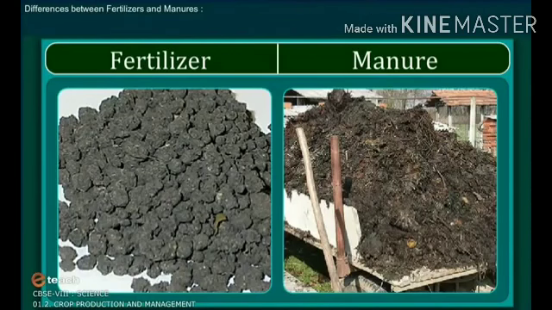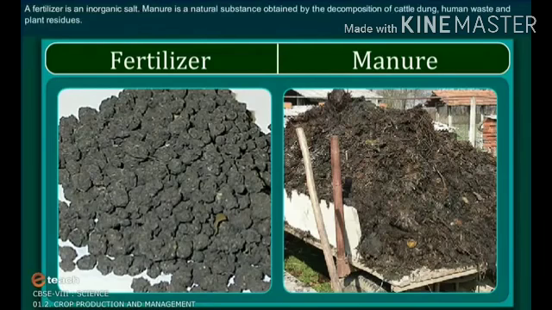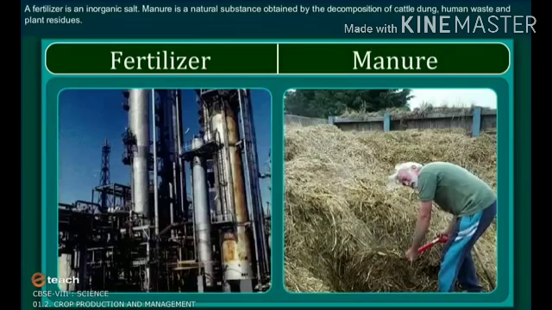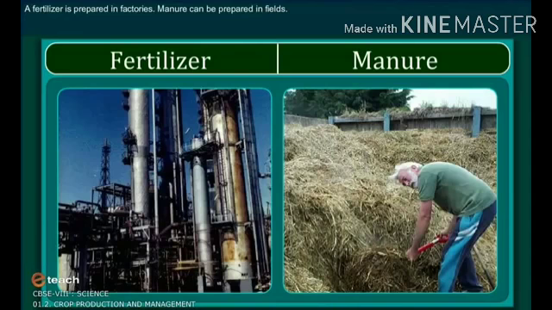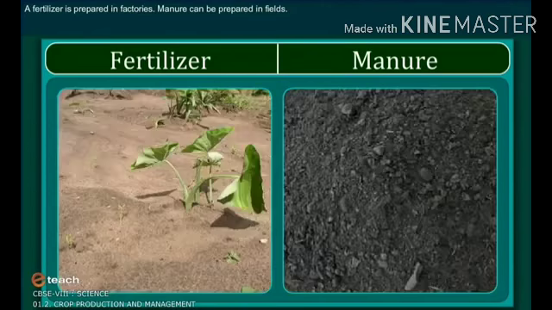Difference between fertilizers and manure. A fertilizer is an inorganic salt. Manure is a natural substance obtained by the decomposition of cattle dung, human waste, and plant residues. A fertilizer is prepared in factories. Manure can be prepared in the fields.